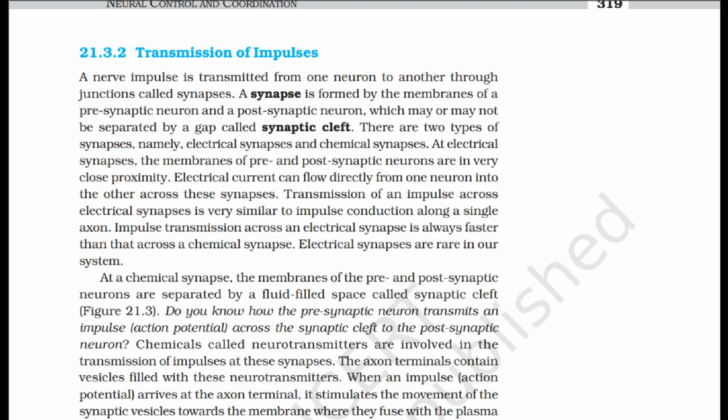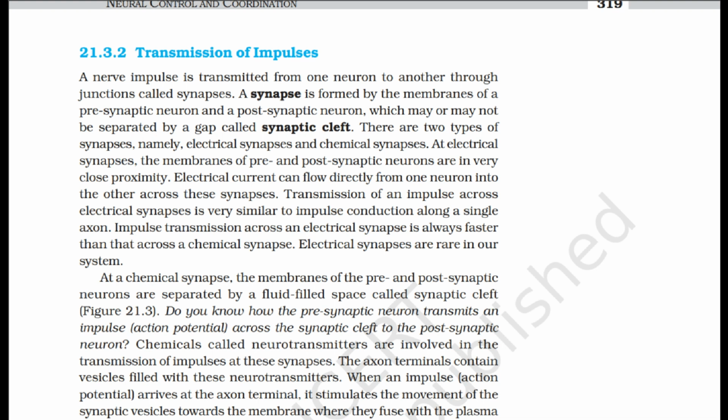Transmission of impulses. A nerve impulse is transmitted from one neuron to another through junctions called synapses. A synapse is formed by the membranes of a presynaptic neuron and a postsynaptic neuron, which may or may not be separated by a gap called synaptic cleft. There are two types of synapses, namely, electrical synapses and chemical synapses.